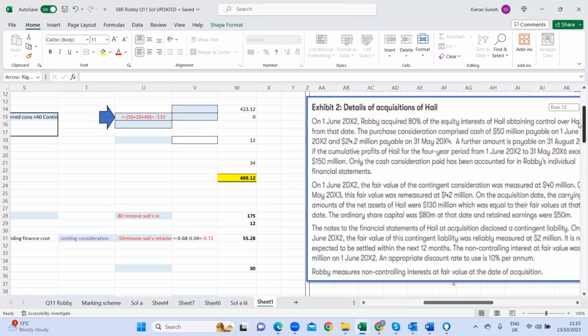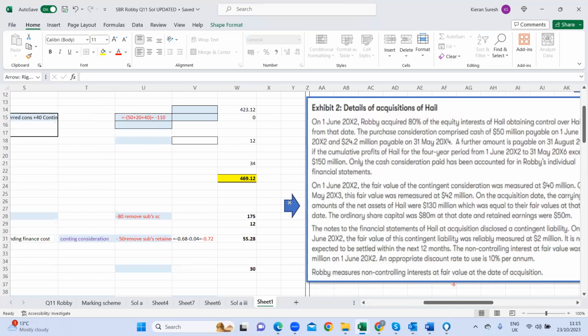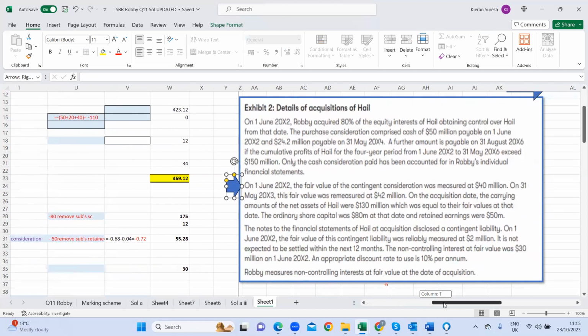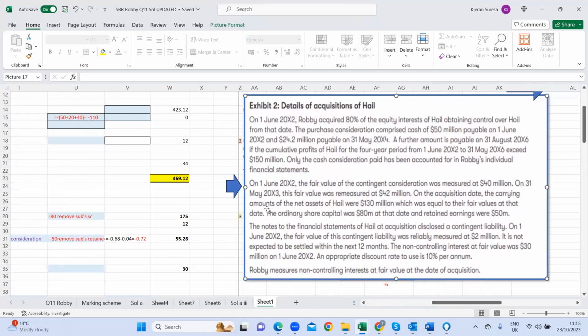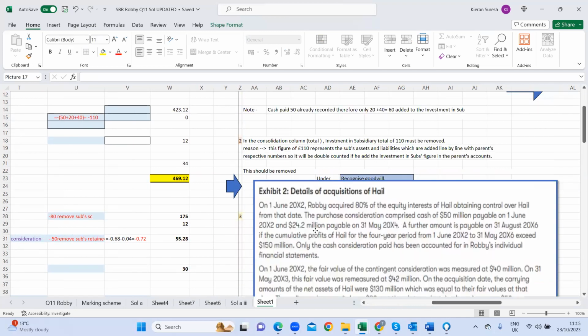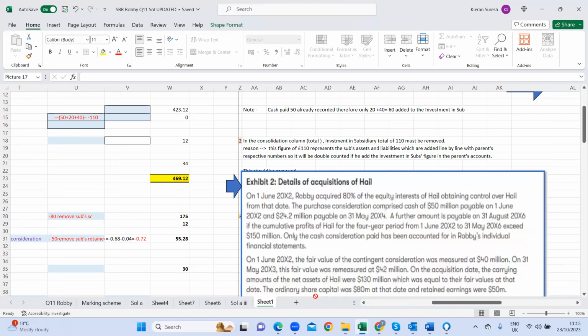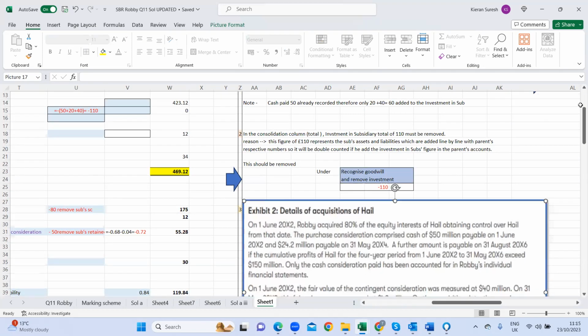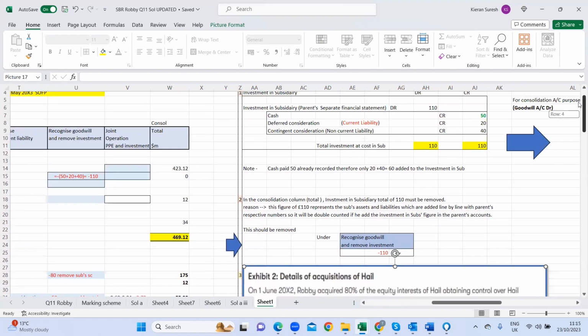Right, now I have here the deferred contingent consideration. If you read this line here, the second paragraph, what was the item, right? I'll explain it like this, so it's much easier. You can see here the steps that I have done. I've clearly explained that it's 60, and the cash paid, 50, is already recorded there. The explanation is here clearly. I've given you clearly why we are removing it.